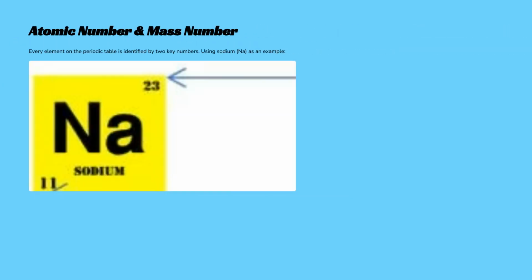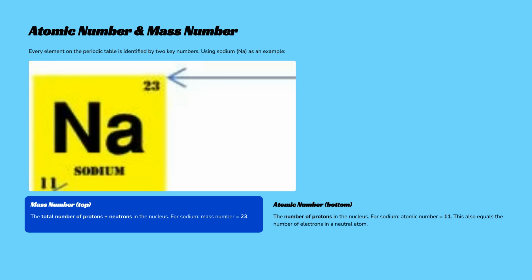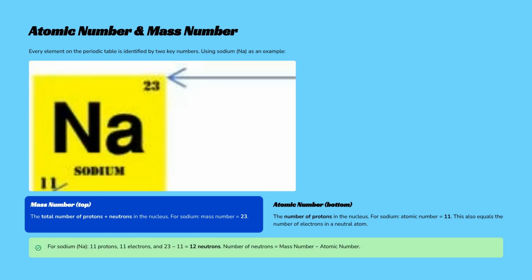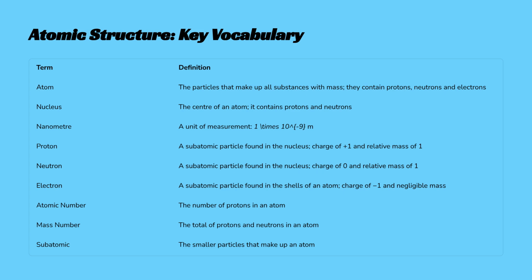Every element is defined by its atomic number, the number of protons. The mass number is the total of protons and neutrons. In a neutral atom, the atomic number also equals the number of electrons. Key atomic structure terms include atom, nucleus, nanometer, proton, neutron, electron, atomic number, mass number, and subatomic, which refers to the smaller particles that make up an atom.